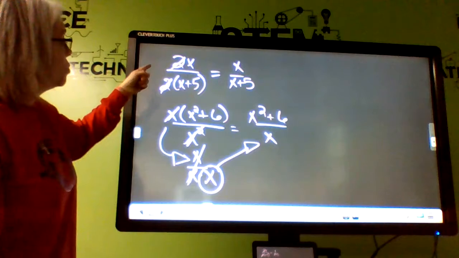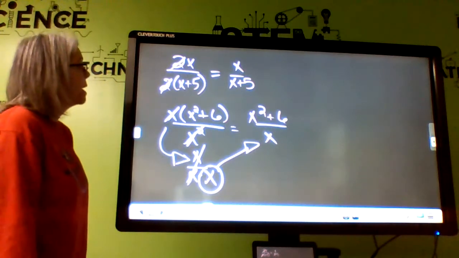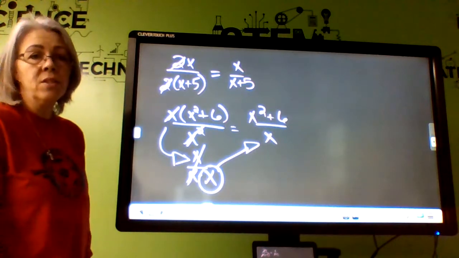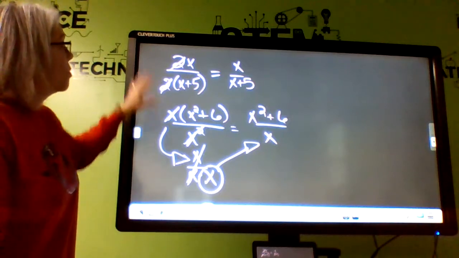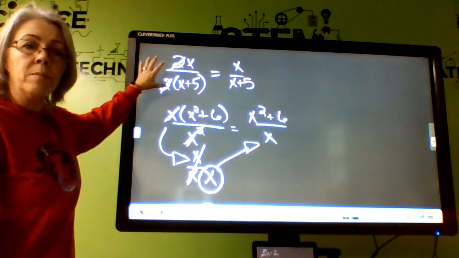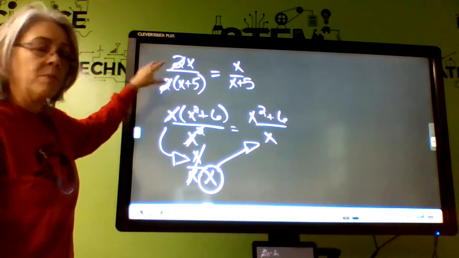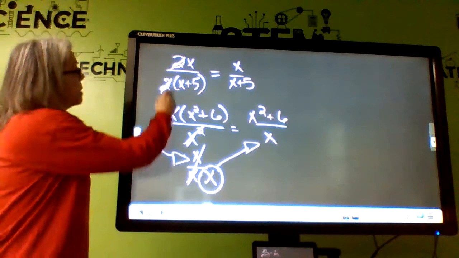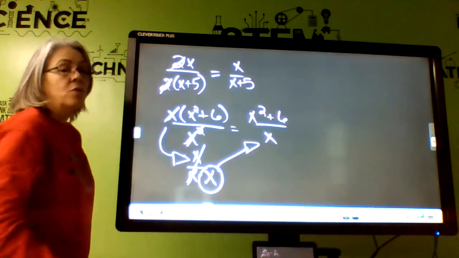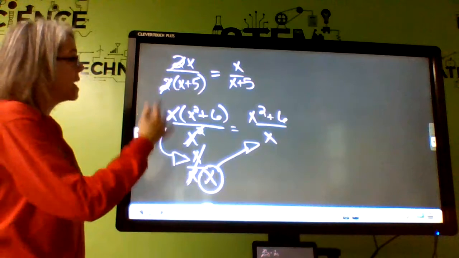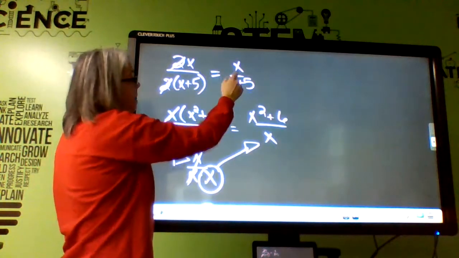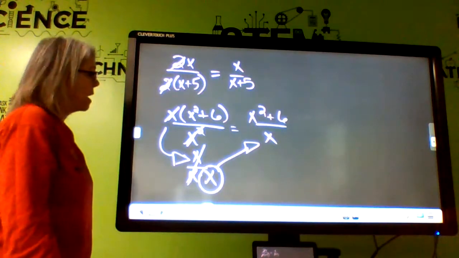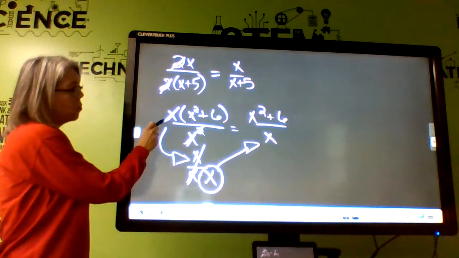Next example, 2x divided by 2 times the quantity x plus 5. Now, this is already in factored form, right? So you don't have to factor it before you simplify. You simply can, 2 over 2 equals 1, so we can take that out, and we're left with x divided by x plus 5.